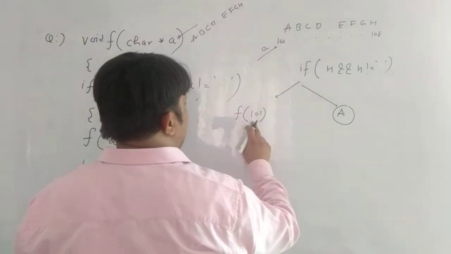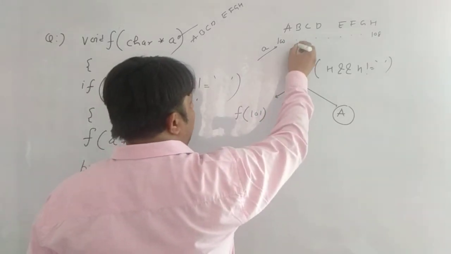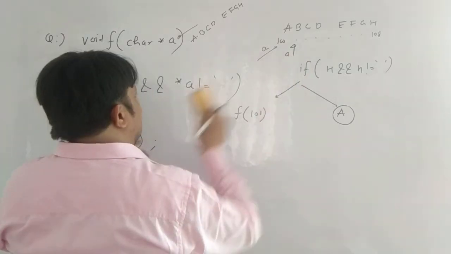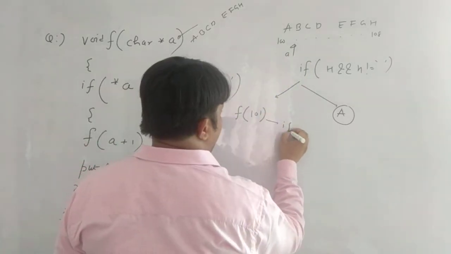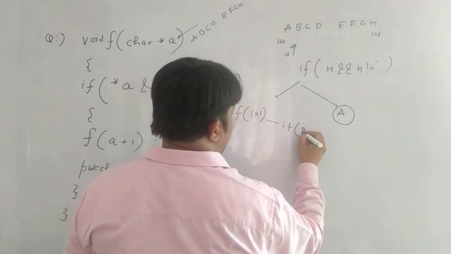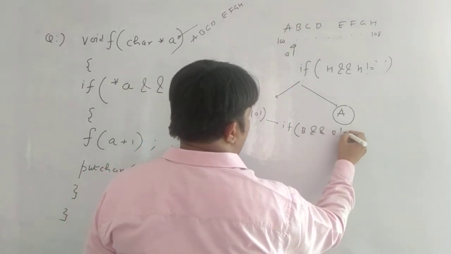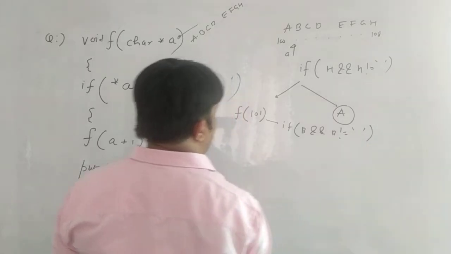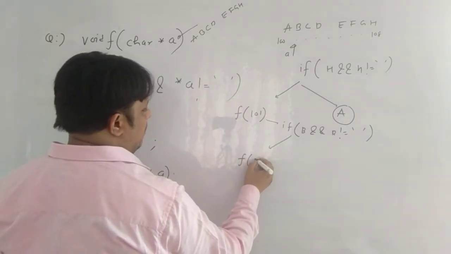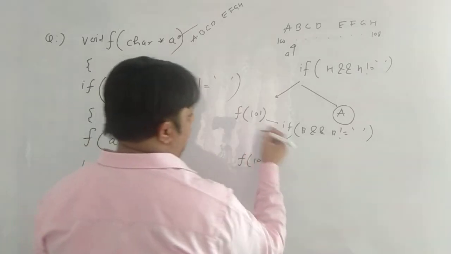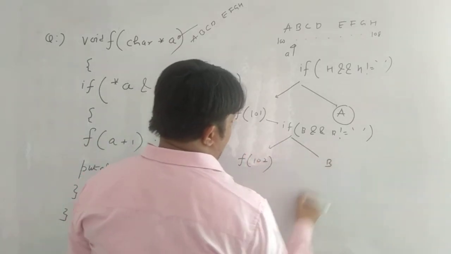Now when you call this function, your A is pointing at 101, right? So now your A is pointing at 101. So again you say if star is what? B, and B is not equal to space, your condition is true. So when your condition is true, then your pointer moves to 102, and you are printing star of this, which is B.